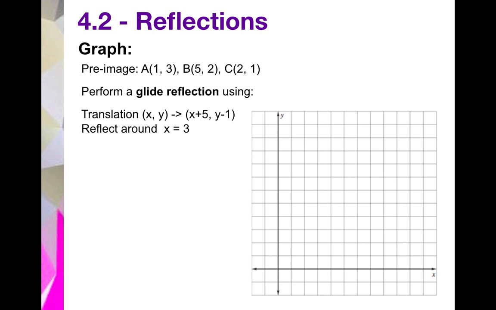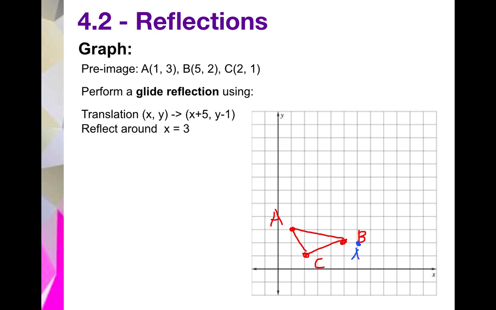So we have this pre-image. Let's take our pre-image of 1, 3. So that's A. B is 5, 2. And C. And we'll put those together and perform a glide reflection. So we have a translation which says that we're going to first move 5 and then minus 1.